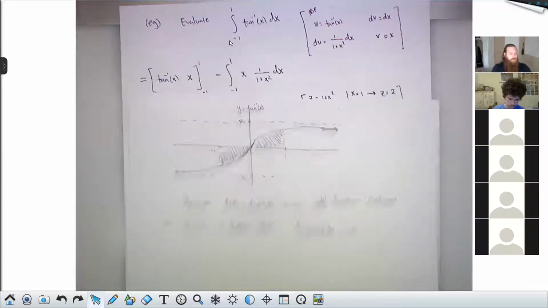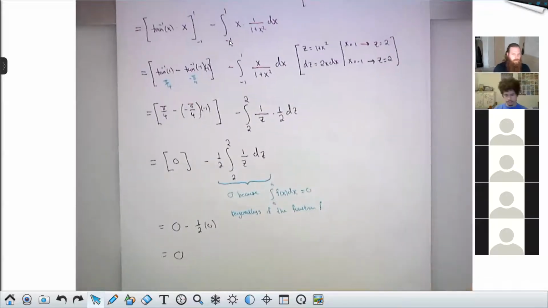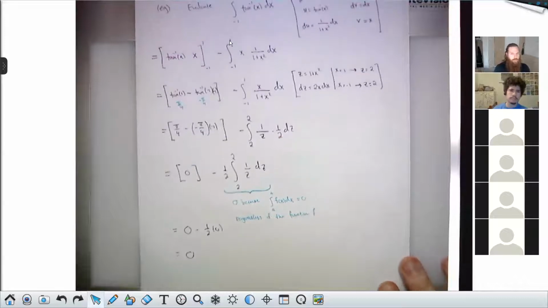All right. Questions on the solution here? The actual steps, the integration by parts?